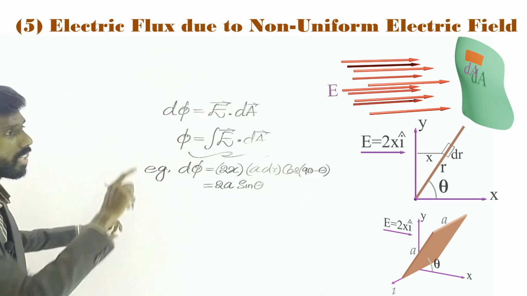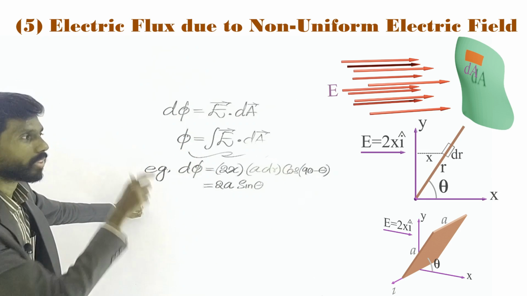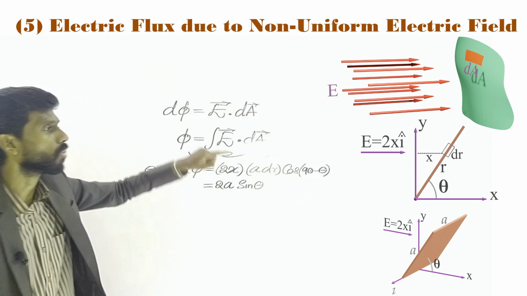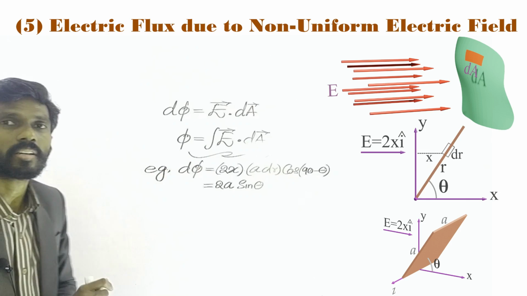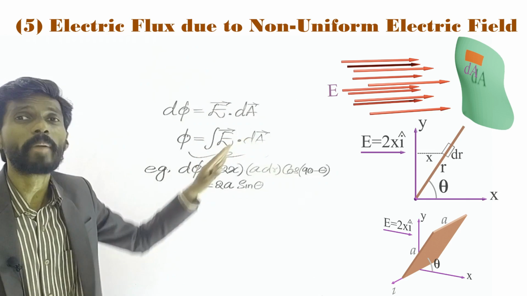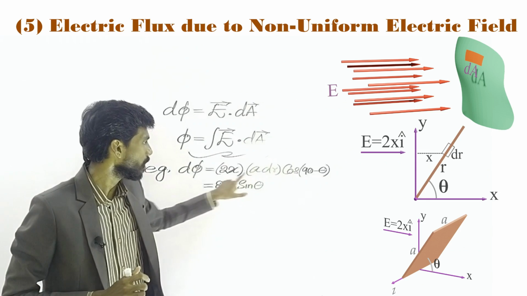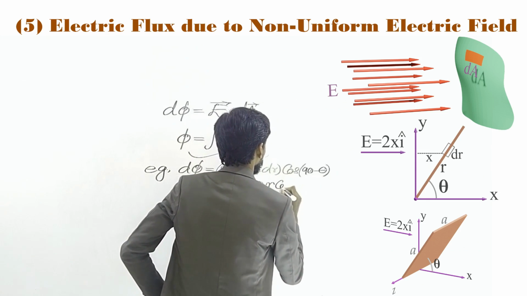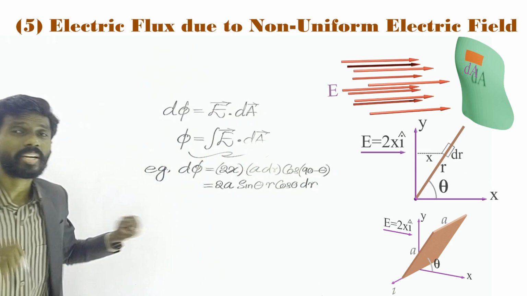In that right angle triangle, this angle is theta, an alternate angle. Here, r is the hypotenuse, and also this is x. Taking the trigonometric ratio, cos theta is simply x divided by r, which means x is r cos theta. So the value of x can be written as r cos theta. So this is 2A sin theta r cos theta dr. That's all. This is our d phi.